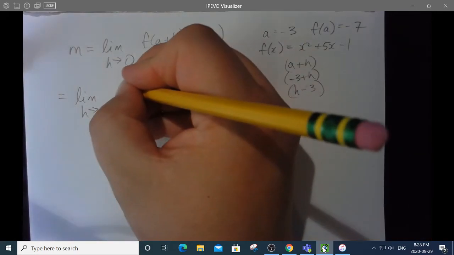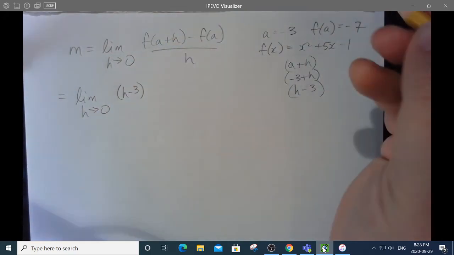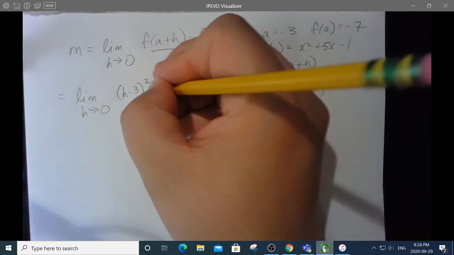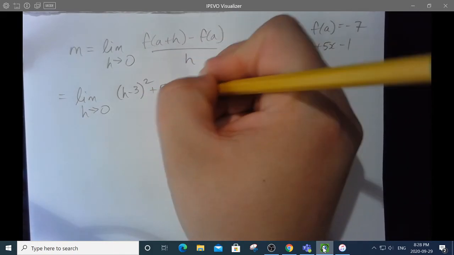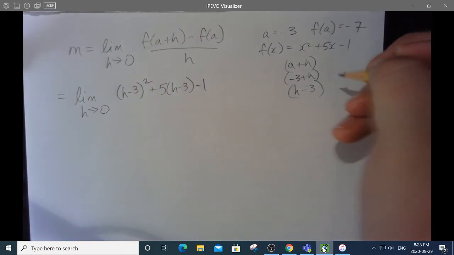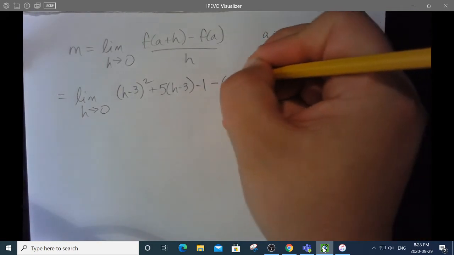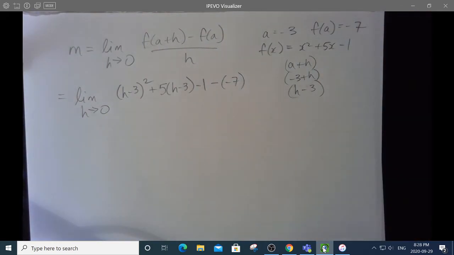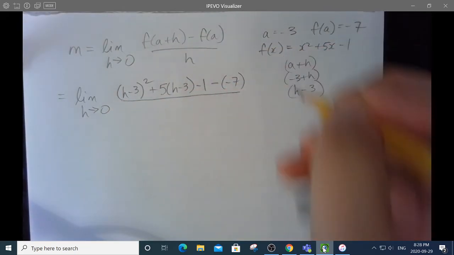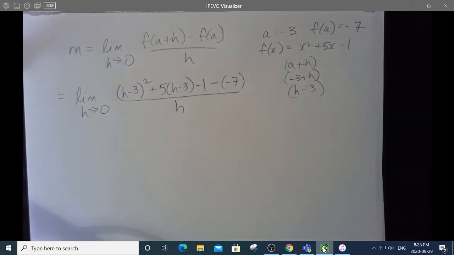So that's going to be h minus 3 squared plus 5 times h minus 3 minus 1, and then minus f of a, and I already figured out f of a is negative 7. So minus negative 7. Watch out that you're minusing a negative there. That's an easy place to make a little mistake. All of that over h.